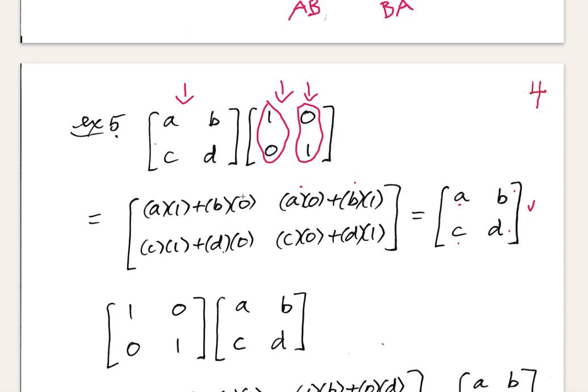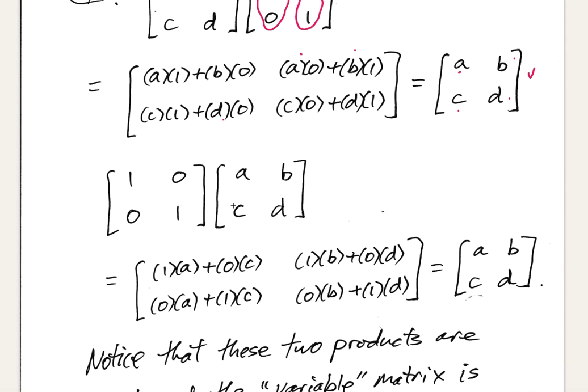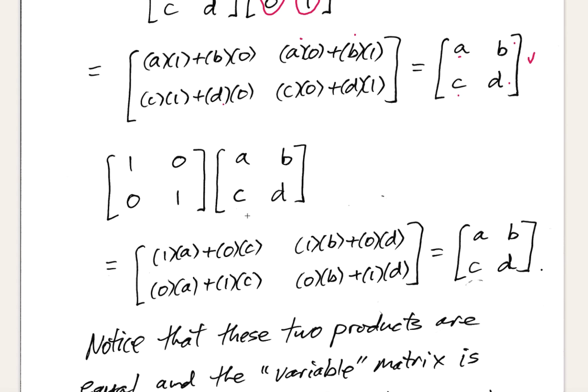How about if I turn this around? Let's try this. This exists, right? They're both 2 by 2 matrices. Let's turn it around and go 1, 0, 0, 1 times the A, B, C, D. Okay? Again, we're going to multiply column by column.